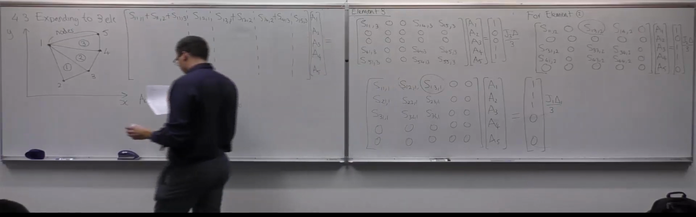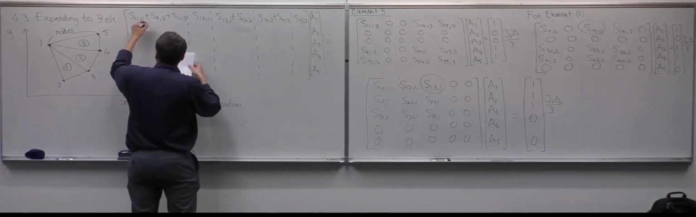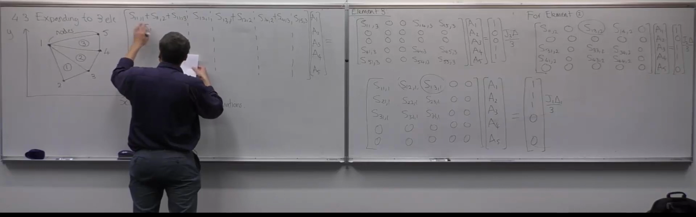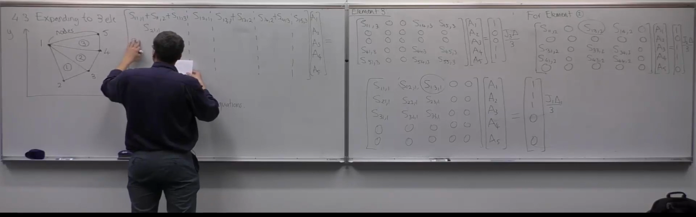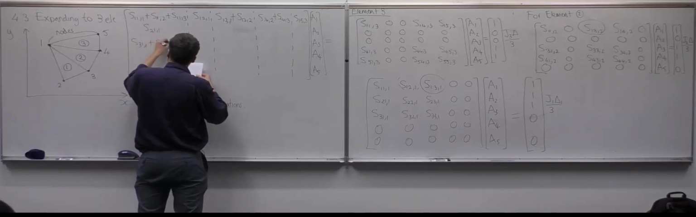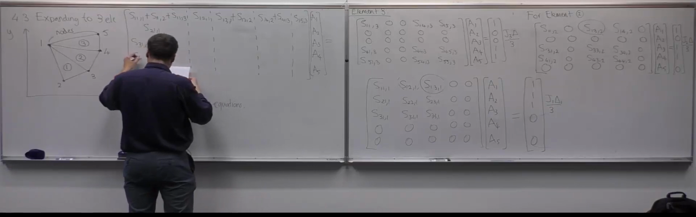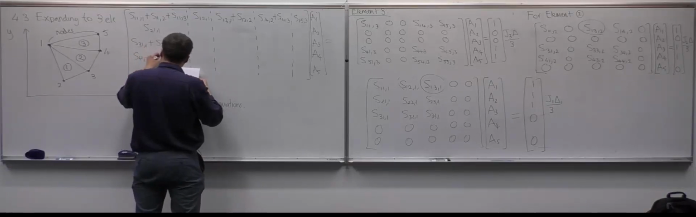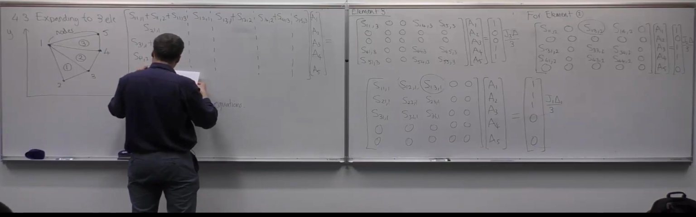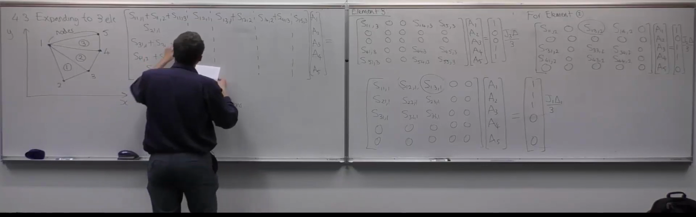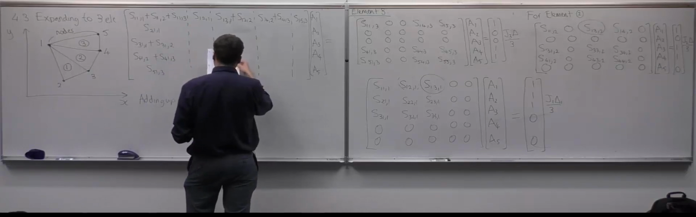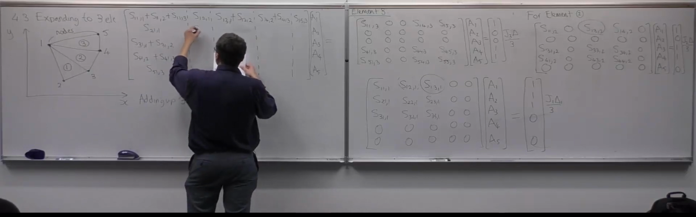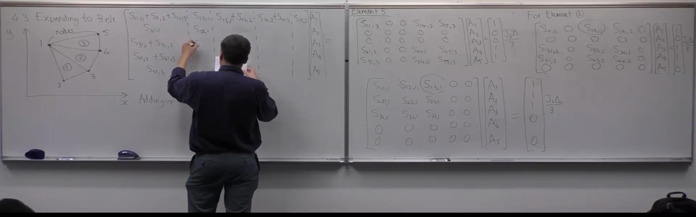So I'll just go over this so you have a record. So we have S211, S311 plus S312, S412 plus S413, S513. And then the second column is S221, S321, and then 0, 0.